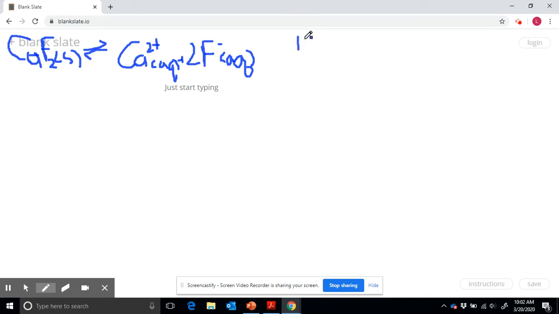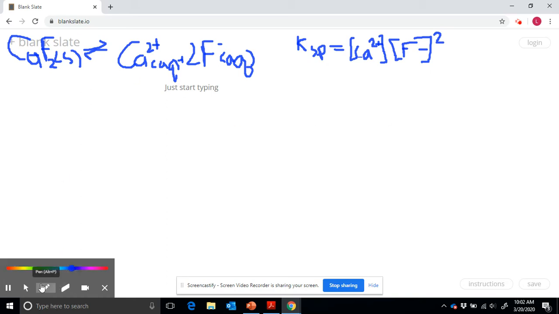We need to write our Ksp expression. So our Ksp is going to be equal to our concentration of calcium times our concentration of fluoride, F minus, raised to the second power, right? Because we have 2 of them. Okay, now we can make our ICE table.